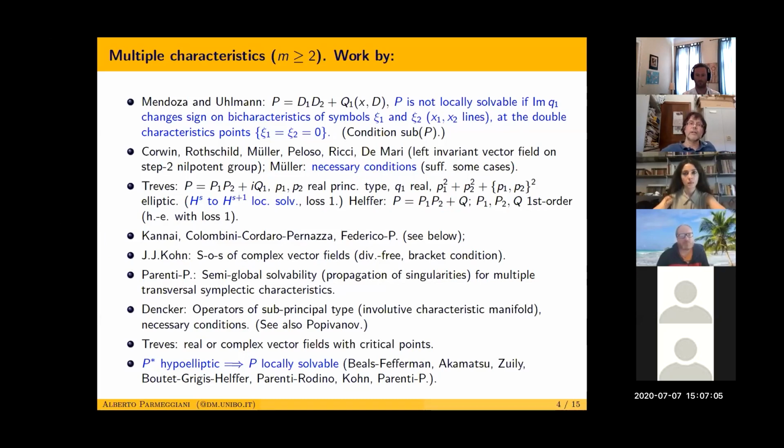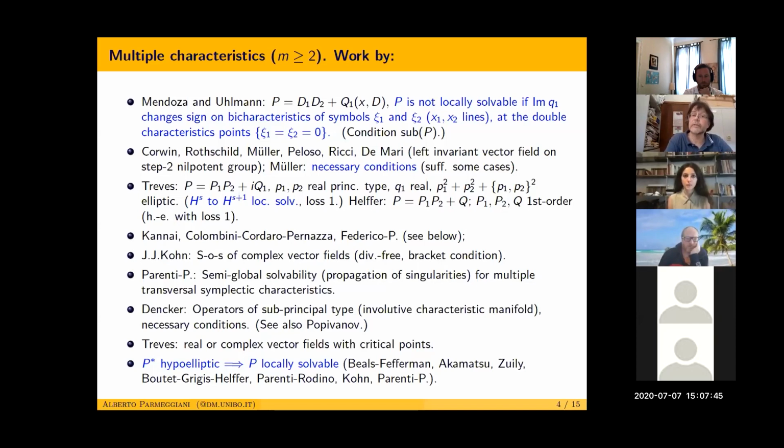So what is the state of the art in multiple characteristics? I think there is a first main paper, and actually a number of papers, by Mendoza and Uhlmann. They consider the operator P of this form, and they gave a condition under which one does not have local solvability. It does not have local solvability if the imaginary part of Q1 changes sign on the bicharacteristics of symbols C1 and C2, which are X1, X2 lines at the double points. This is called the condition sub P, which should be compared to the condition psi of Nirenberg and Treves, okay?